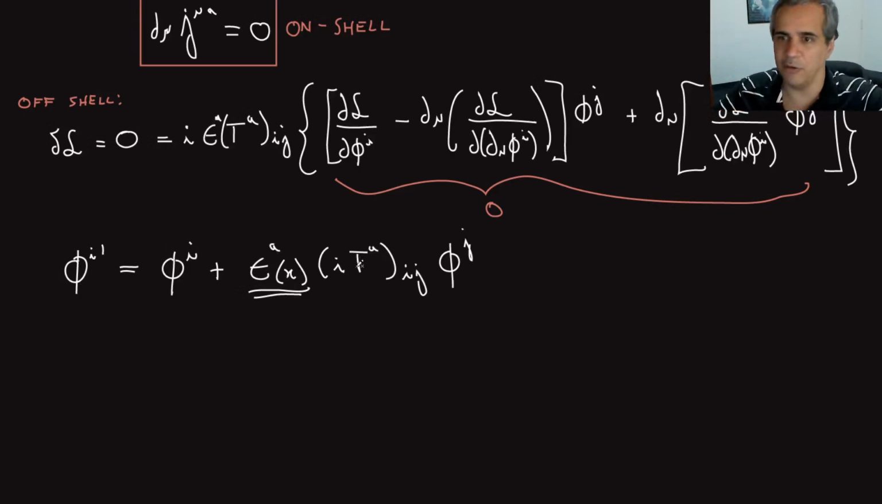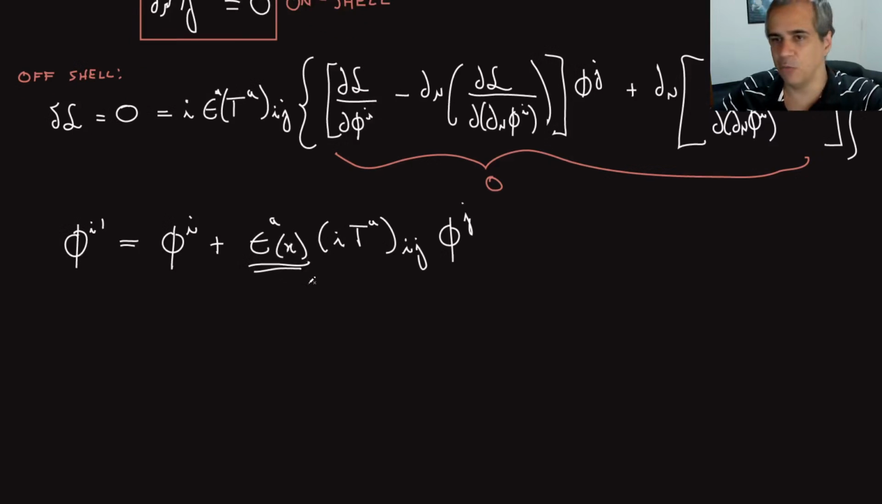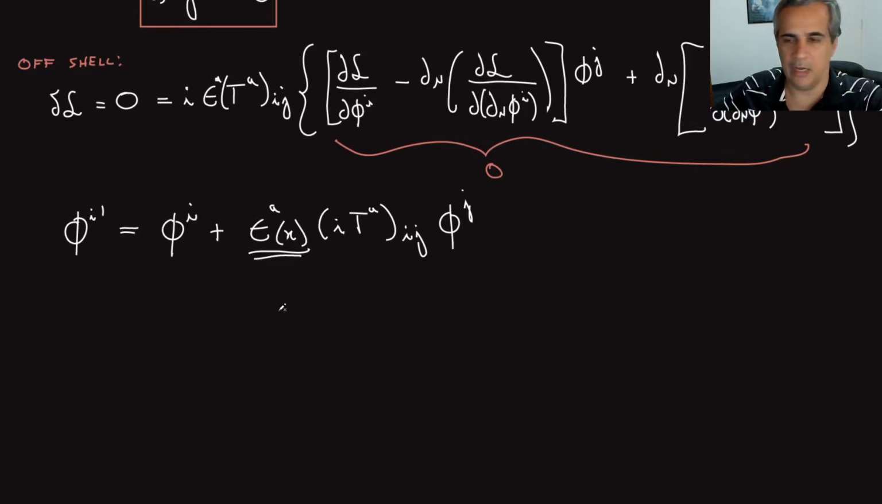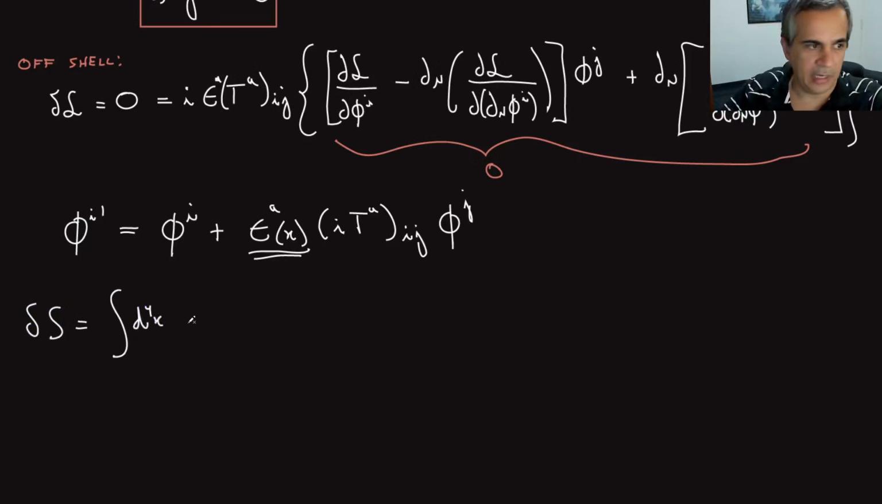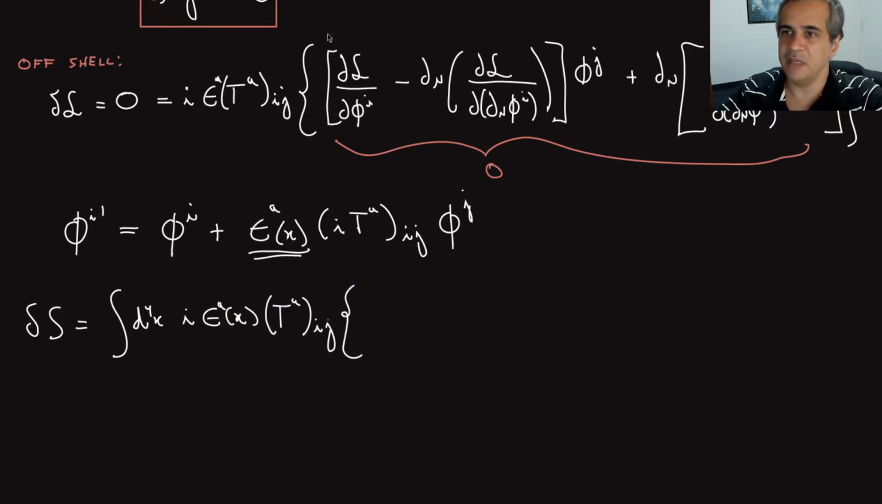So I'm changing the transformation, but my Lagrangian is the same. That means that in general it will not be invariant under this new transformation I'm making, right? In fact, if I want to write the full transformation of the action under this now, it will be d for x, I epsilon a of x, t a I j, multiplying this.